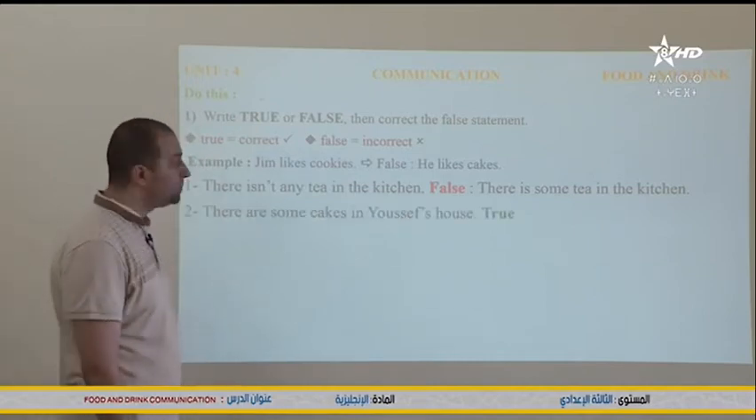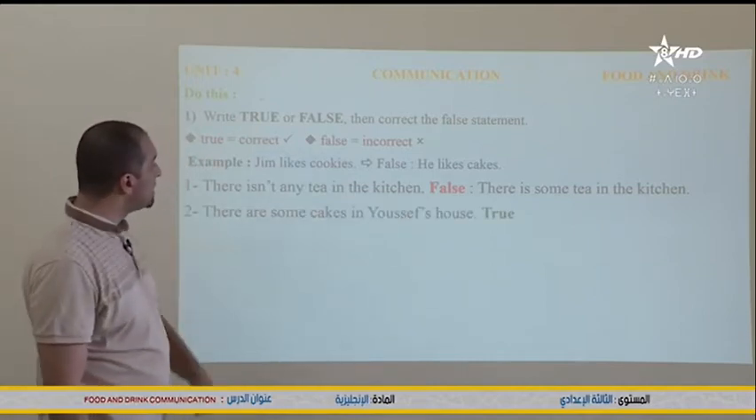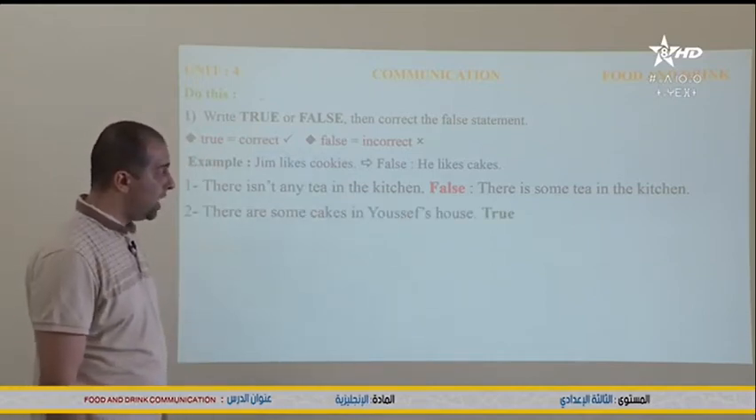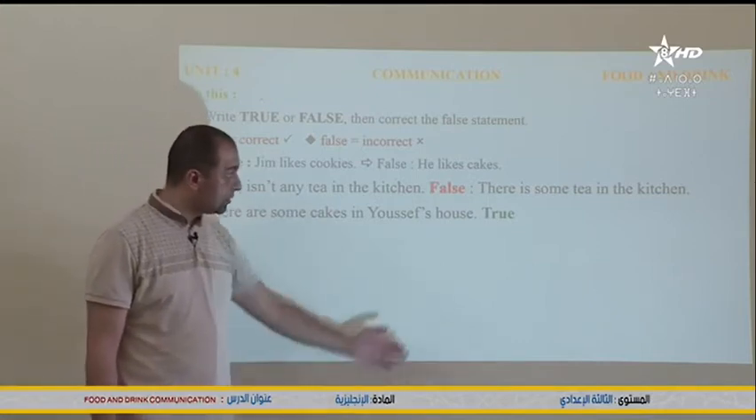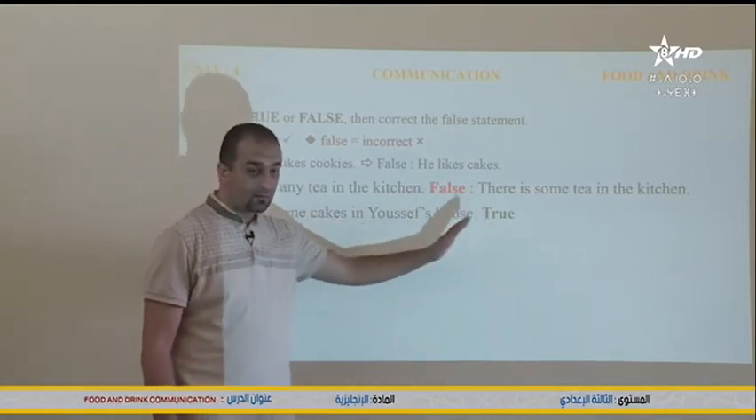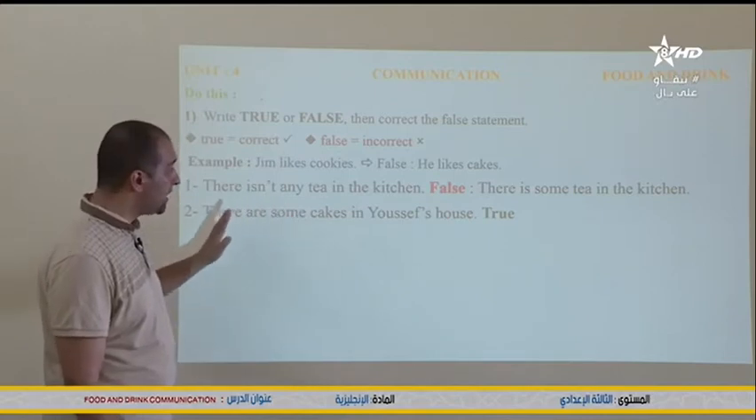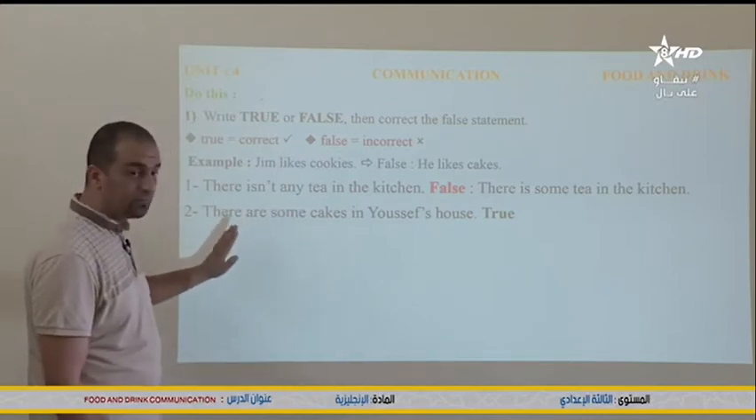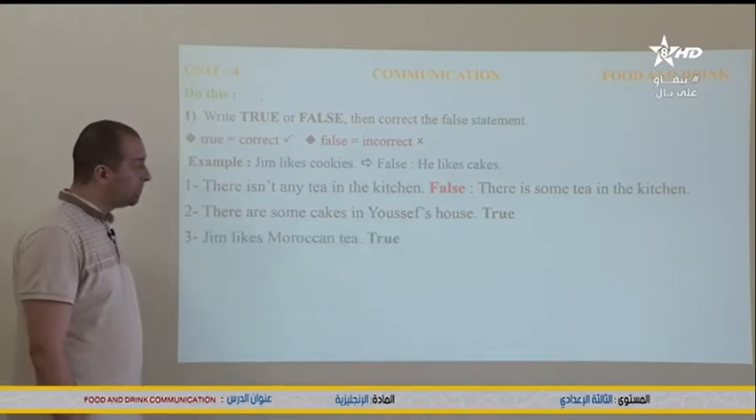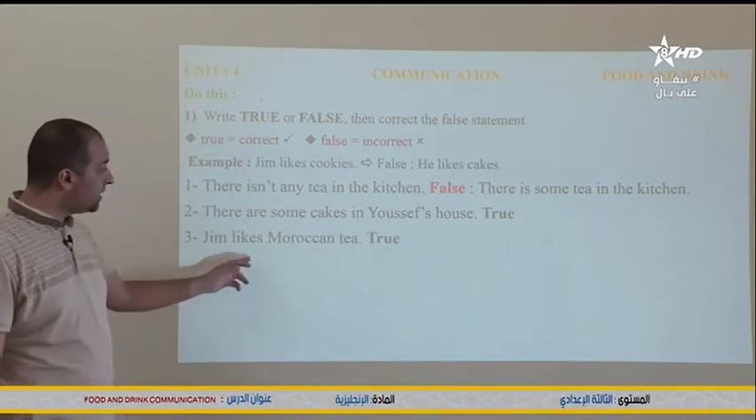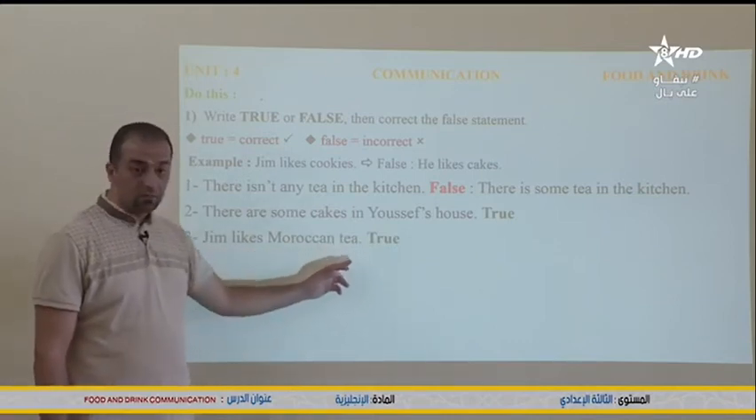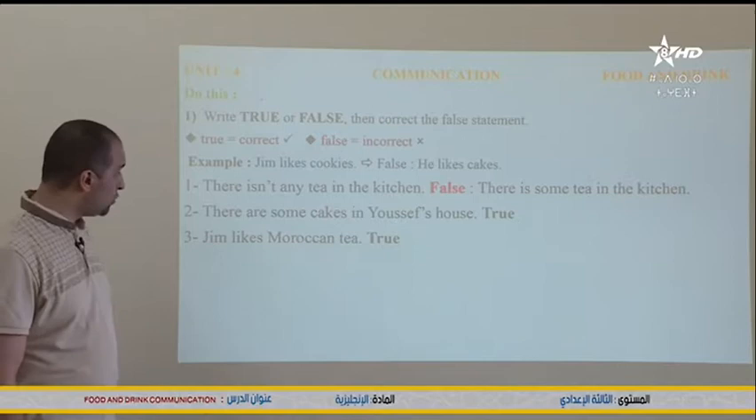Number 2. There are some cakes in Yusuf's house. Now it's true, so nothing to write in the sentence. That's true. 3. Jim likes Moroccan tea. This is true also.